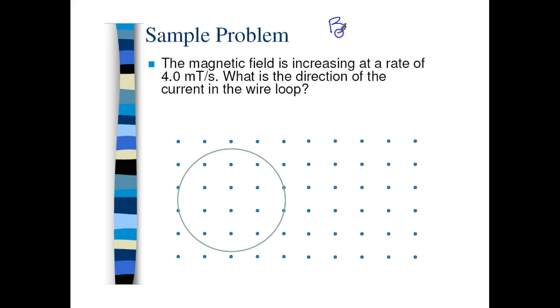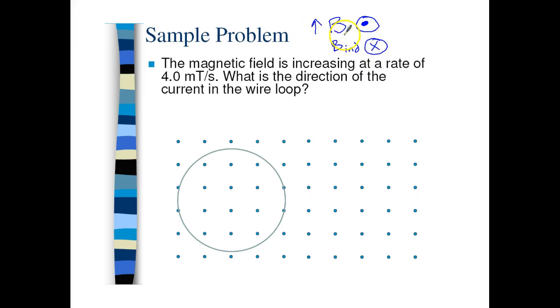If you have an increasing magnetic field in one direction, and we know that it's coming towards us, then there is an induced magnetic field that we're going to call B_ind, and it will go in the opposite direction.